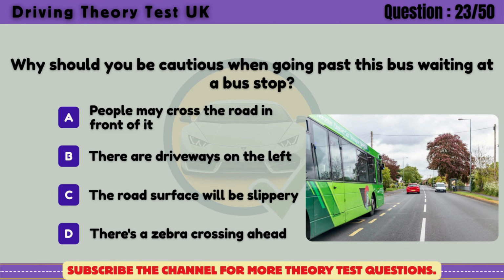Question 23. Why should you be cautious when going past this bus waiting at a bus stop? Option A. People may cross the road in front of it. B. There are driveways on the left. C. The road surface will be slippery. D. There's a zebra crossing ahead.